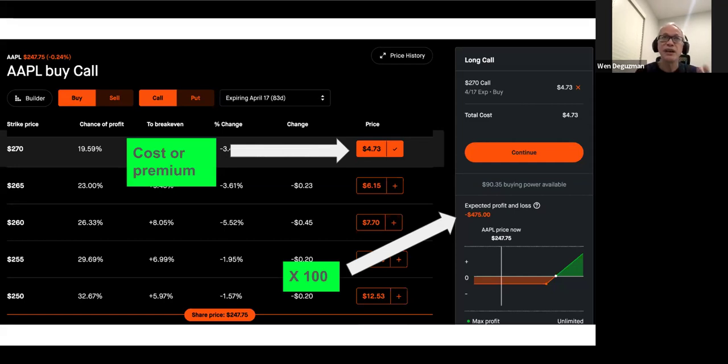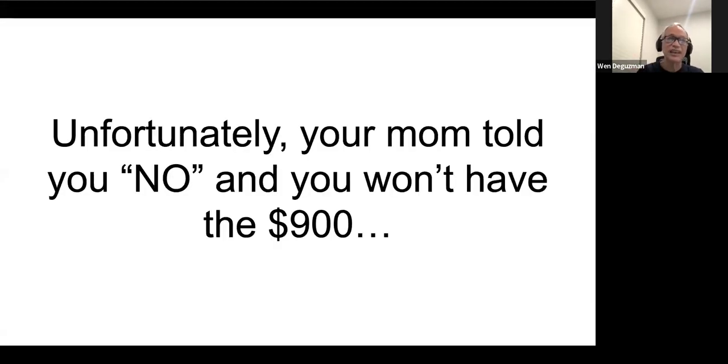Think about it, right? This is one of the benefits of buying call options: you get to control a lot with a little bit of money. That's called leverage. Okay? So let's go back to the story.